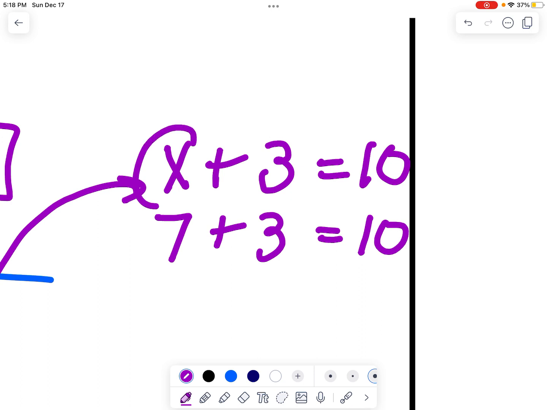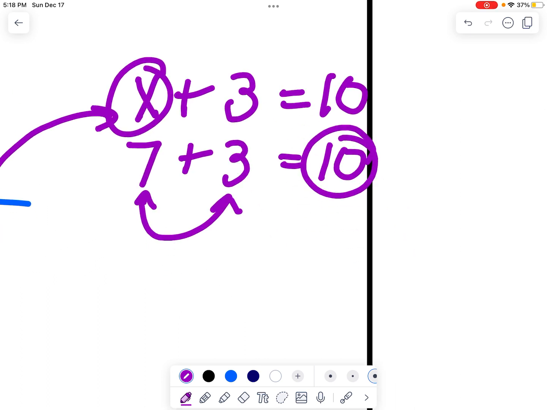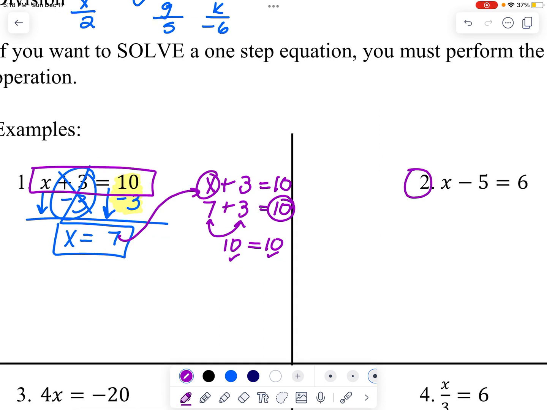So if x is supposed to be 7, then that means 7 plus 3 should actually equal 10. And is that true? Is 7 plus 3 equal to 10? Yeah, it is. You get the same thing on both sides. It's a balanced equation. 10 is equal to 10. That's how you would check. You plug in.